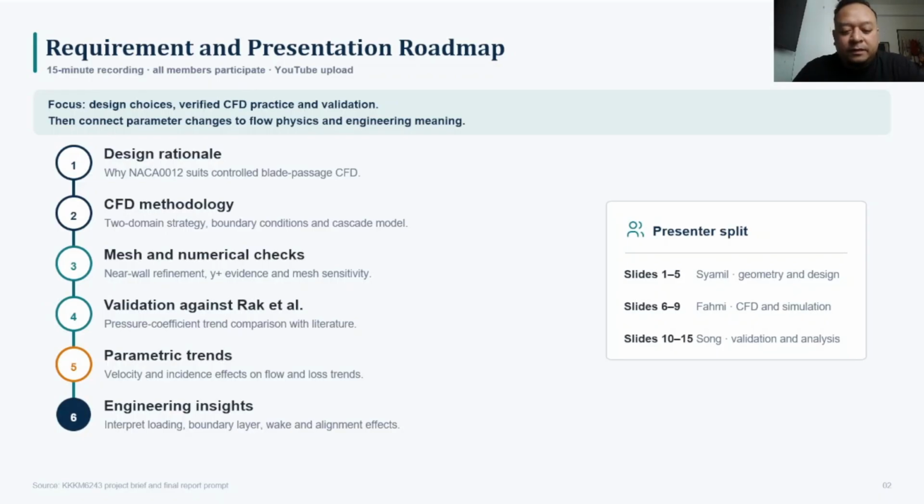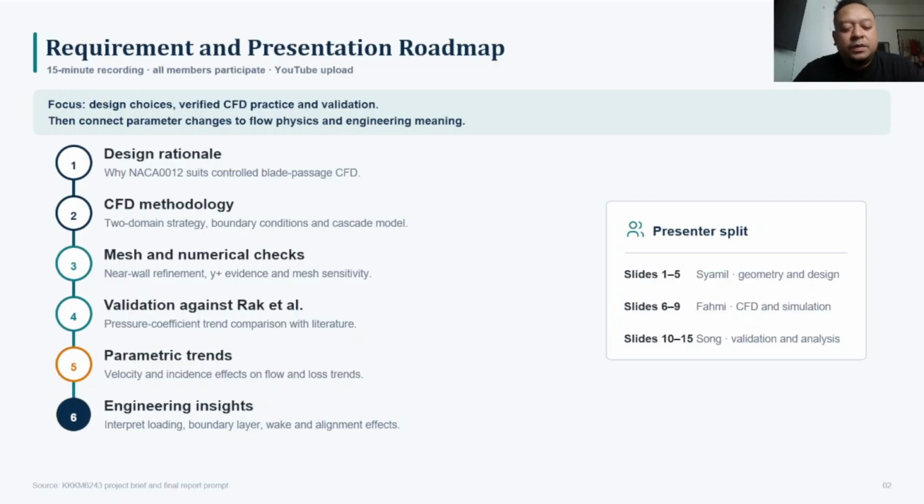This slide shows the structure of our 15-minute recorded presentation. The project brief requires us to include design rationale, CFD methodology, validation, findings, parametric trend, and key engineering insight. So our talk follows that order. First, I will introduce why NACA 0012 was selected and how the geometry and operating matrix were defined. Then Fahmi will explain the CFD setup, mesh strategy, mesh sensitivity, and the base case flow field. Finally, Song will present the validation result, the velocity and incidence parametric studies, and the engineering interpretation.